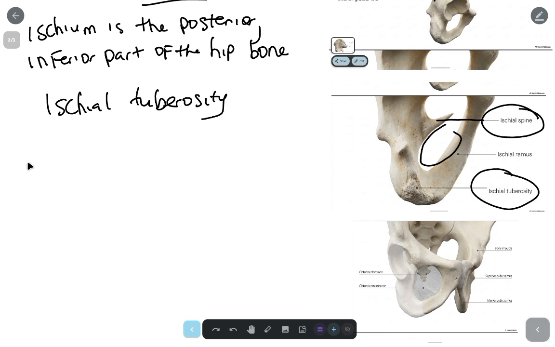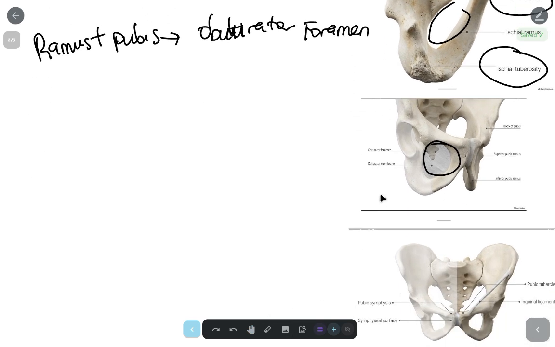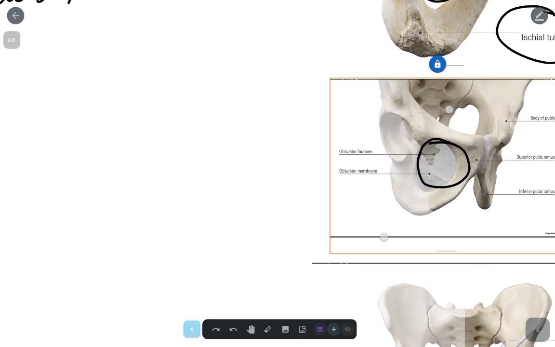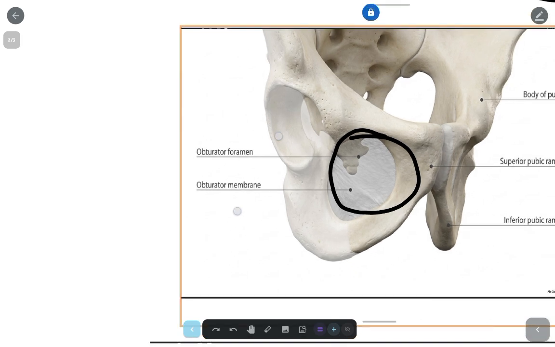And when you combine the ramus and the pubis, you form what we call the obturator foramen. So the obturator foramen is formed when the ramus and the pubis combine together, and this is the obturator foramen. It is covered by a membrane called the obturator membrane.